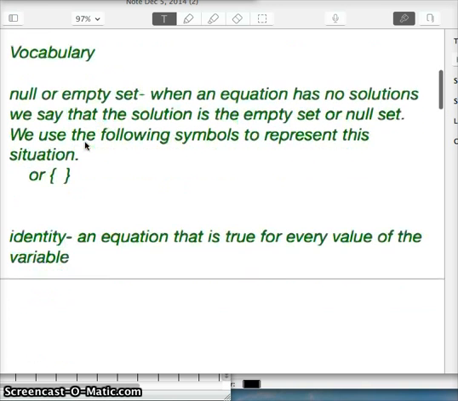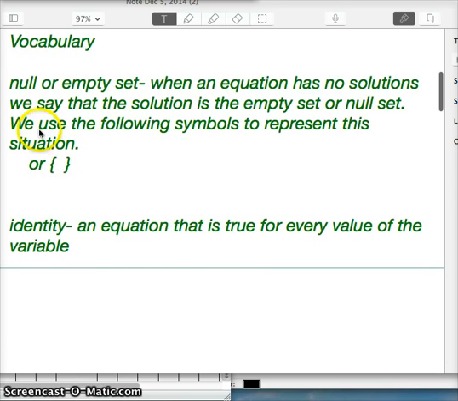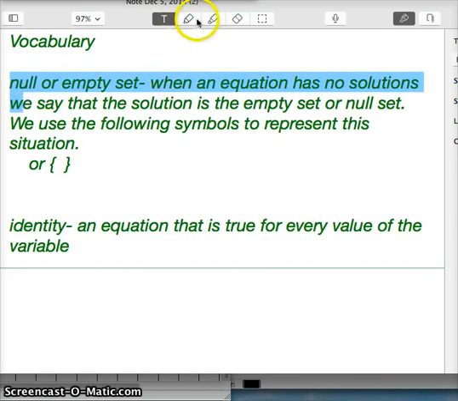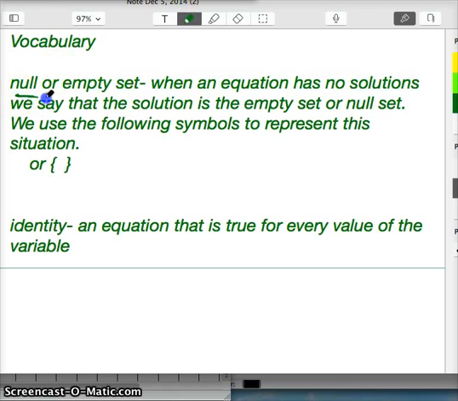If we scroll down here, one term that we're looking at is called the null set, or, well, let's get the pen. It's called the null set or the empty set. That's when an equation has no solutions. There's no way to solve the thing. There's no number that's going to work, no numerical answer that'll fit the variable. We say that the solution is the empty set or the null set.